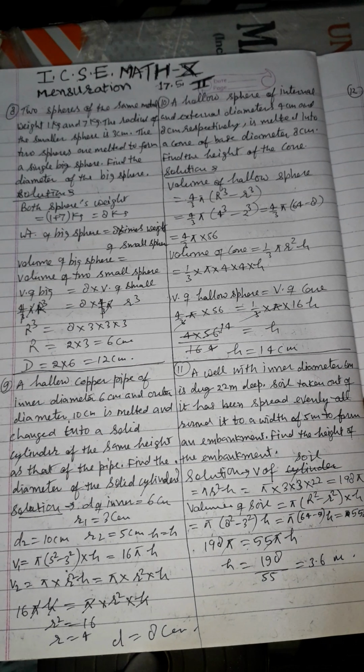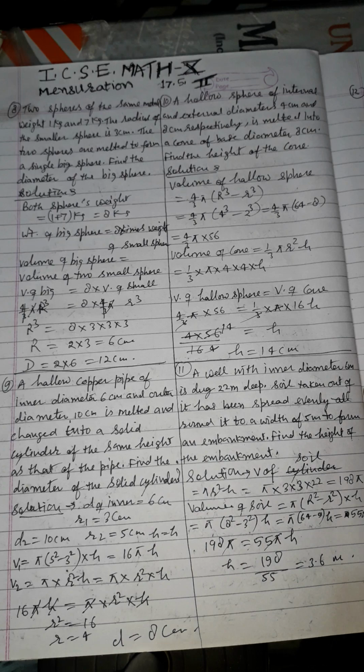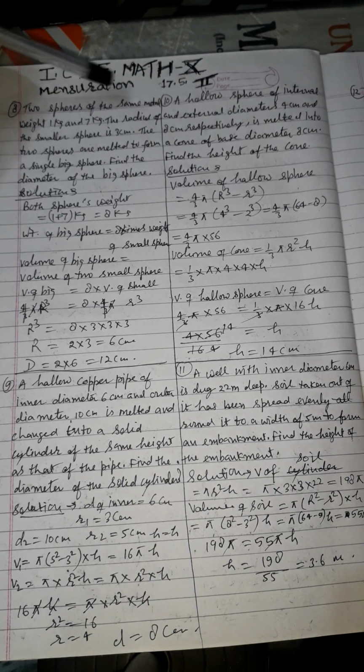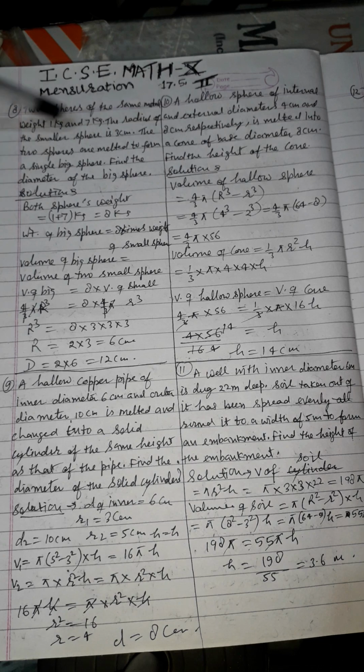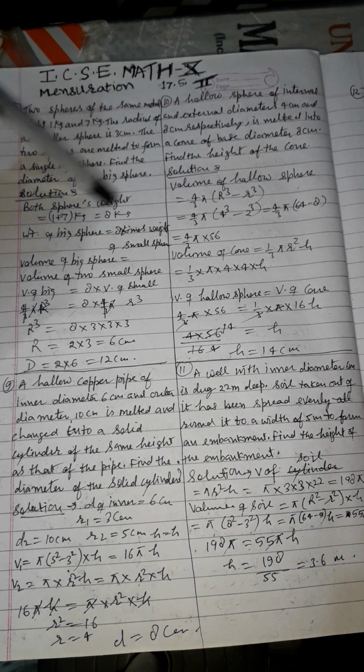Now I am going to start ICSE Maths Class 10th. Mensuration is the lesson name, and Exercise 17, part number 2, question number 8. Two spheres of the same metal weigh 1 and 7 kg. The radius of the smaller sphere is 3, and the two spheres are melted to form a single big sphere. Find the diameter of the big sphere.